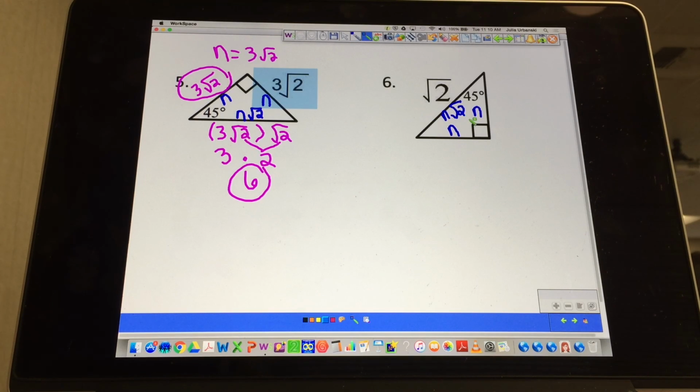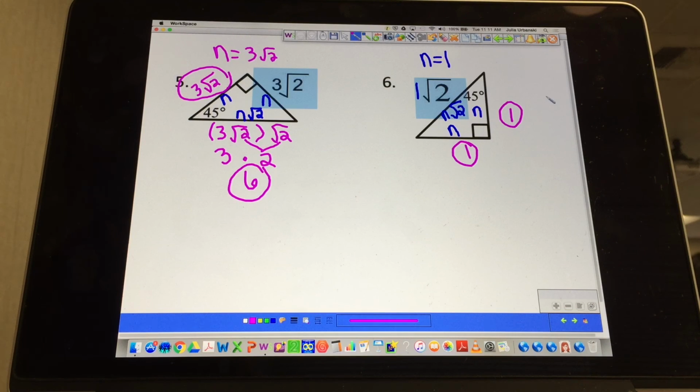Think about the fact that n has to be the number in front of radical 2. What is the number right here? 0? Not 0, it's not gone. What is it? 1. It's a 1. It's an imaginary 1. So n equals 1 because n radical 2 matches 1 radical 2. The n is the number in front. So what is this side going to be? And what's the other side?